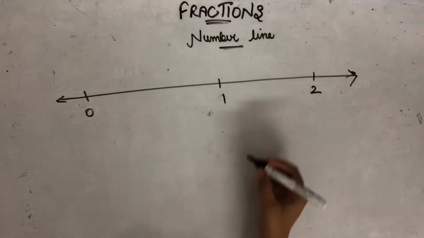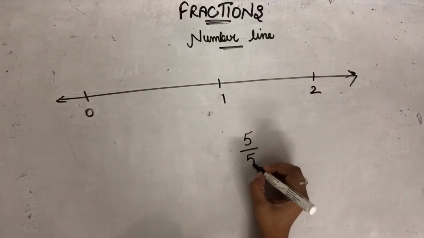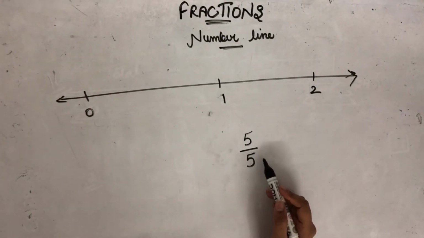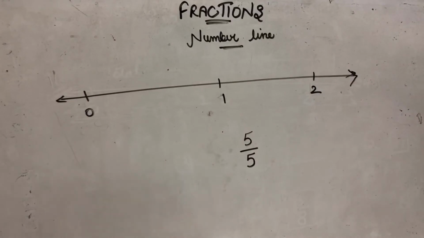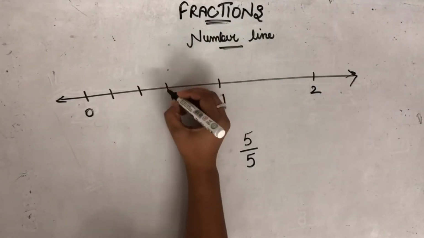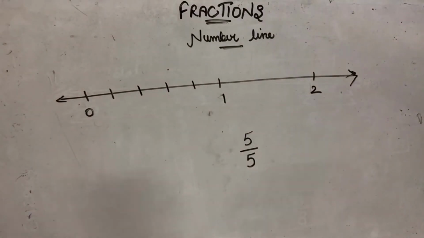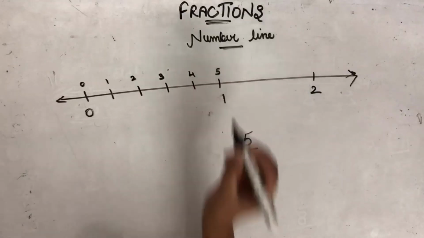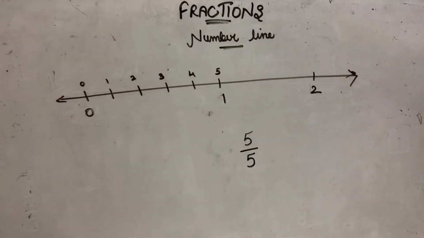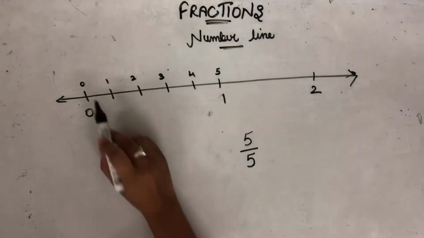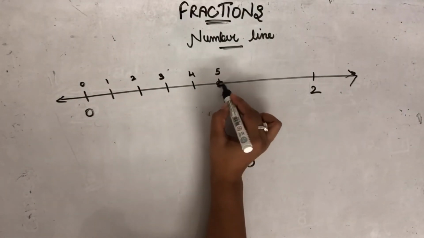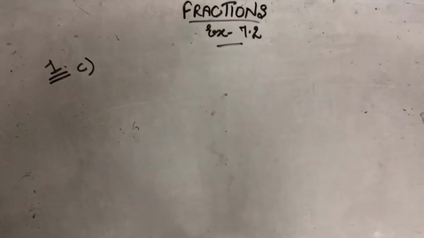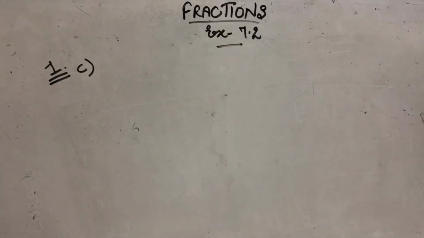Next we have to represent, let's say, 5 by 5. First you have to divide the interval into how many parts? 5 parts. So 1, 2, 3, 4 and 5. Now number them: 0, 1, 2, 3, 4, 5. In numerator which number is present? 5. So the fifth part will be the answer. So where is 5? Here. So it means the answer is this one. This point represents 5 by 5. I will be doing the first part. You will do the rest of the parts yourself.